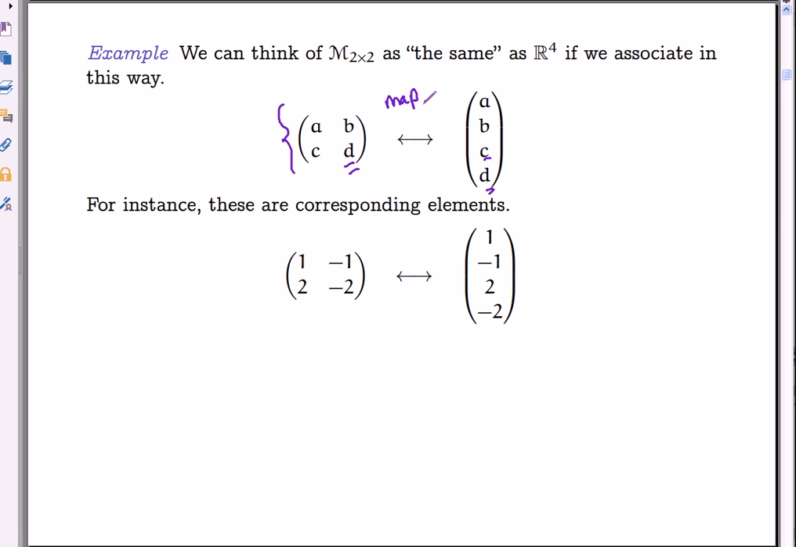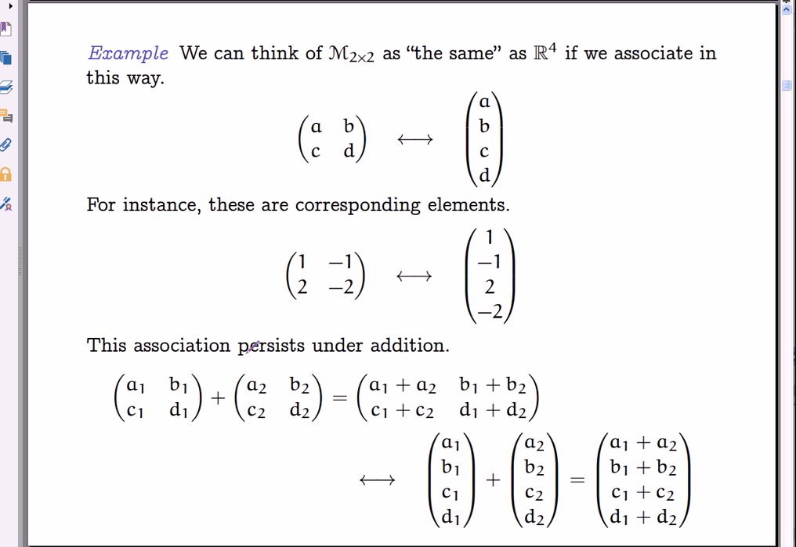And it gives me a correspondence. Well, there's another synonymous term, correspondence. It gives me a correspondence between M2 by 2 and R4. Here's one particular example of that correspondence. As we said, the 1, 1 entry is first, the 1, 2 entry is second, 2, 1 entry is third, 2, 2 entry is fourth. And clearly I can do this with any 2 by 2 matrix. I can associate a 4-dimensional vector in this way.